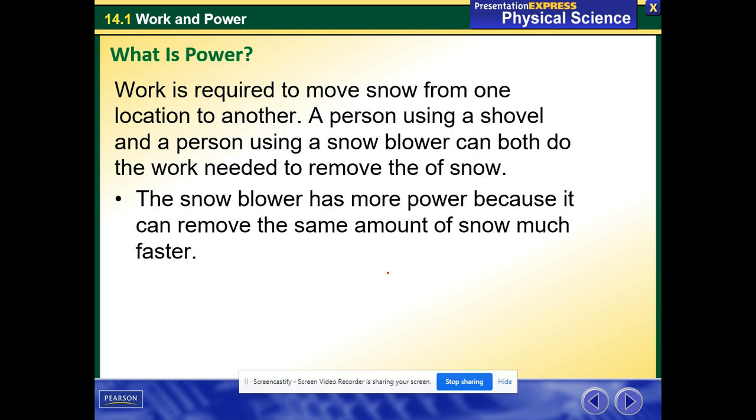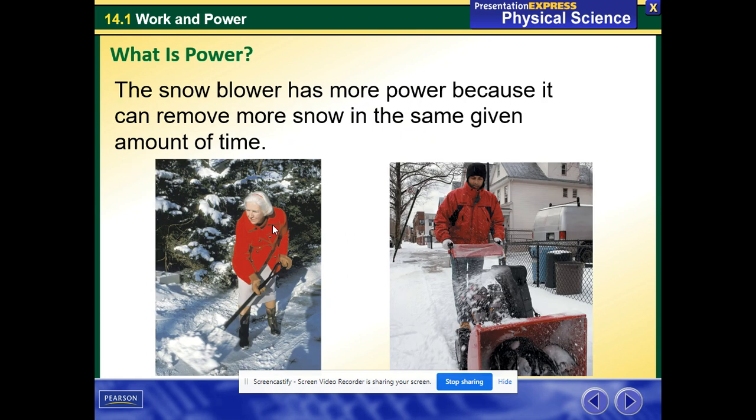The reason is because it can actually remove the same amount of snow much faster. If I gave two people an equal sized driveway to clear out, generally the person with the snowblower will get done in the quickest amount of time. And that is because the snowblower has more power. Another way you could look at it is that the snowblower has more power because it can remove more snow for a given amount of time.